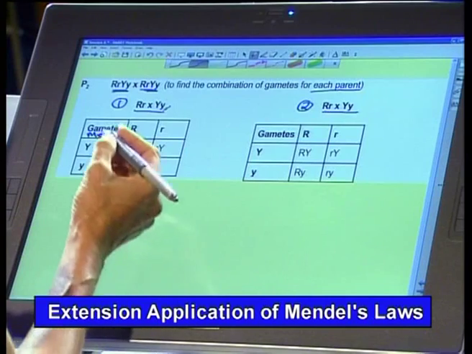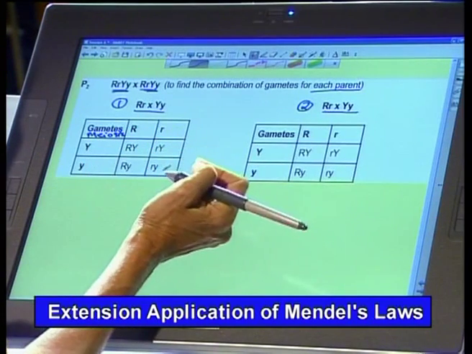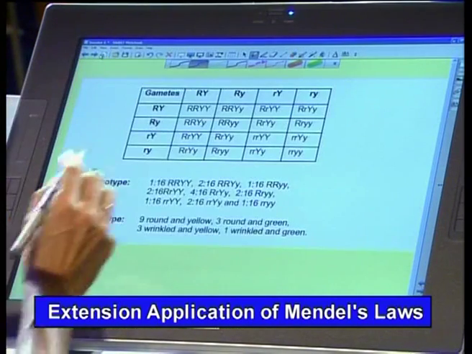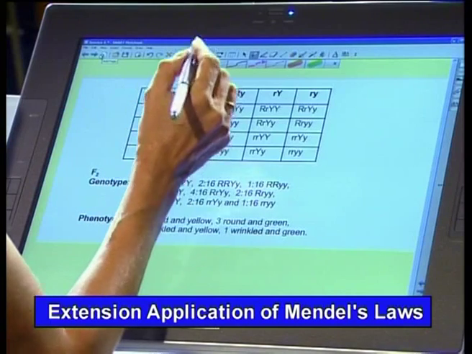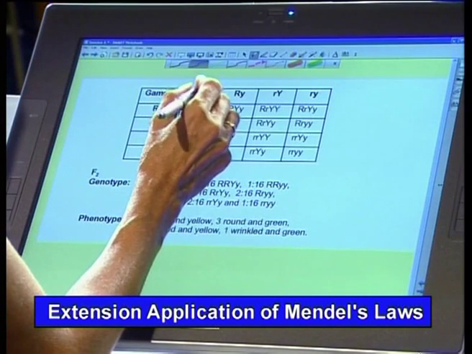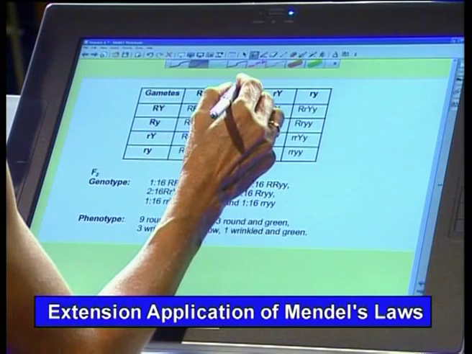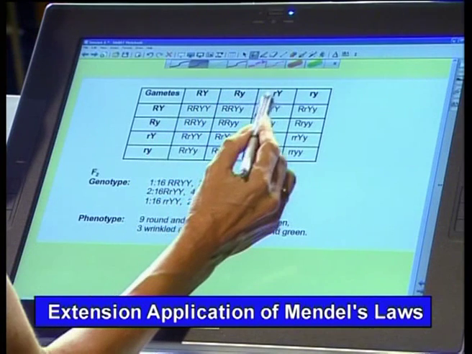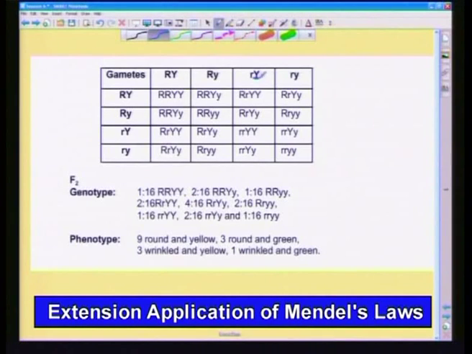Now we've got our 4 combinations for the one parent and our 4 combinations for the other parent. So we move on. With our gametes here, there's our capital R, capital Y, so that would be our dominant combination. Here round would be dominant, but the color would be green. Here we're going to have a wrinkled little seed, but it's going to be yellow. And here we have a wrinkled little seed that is green. So these are our combinations. We've got heterozygous versus heterozygous.